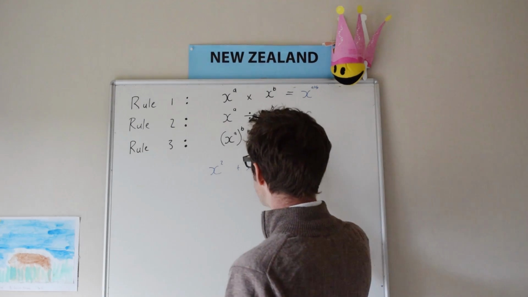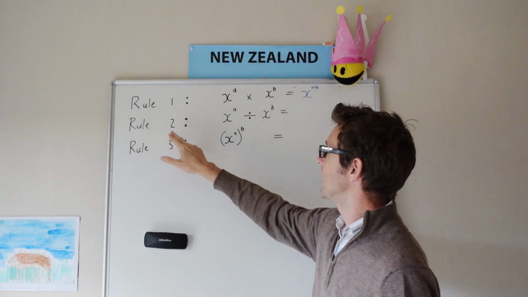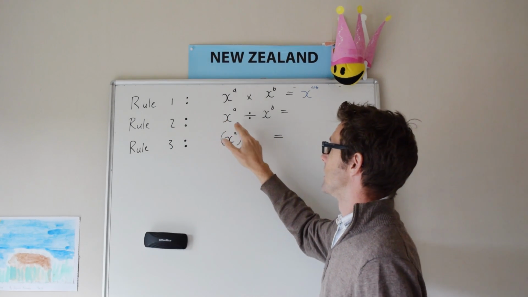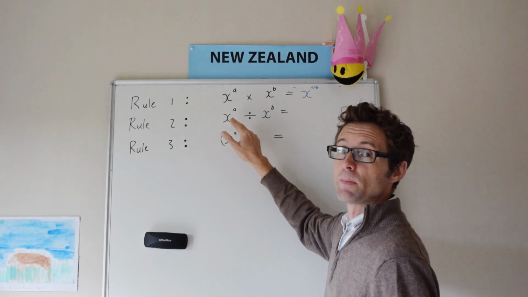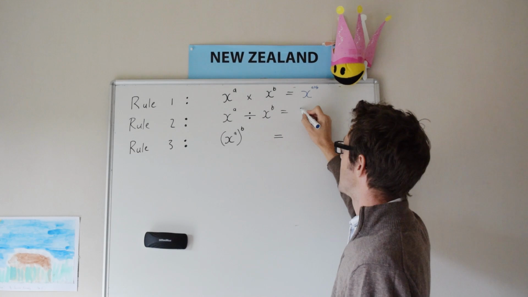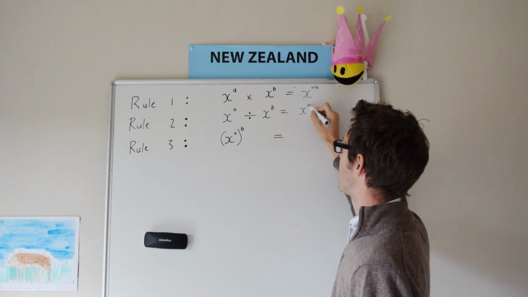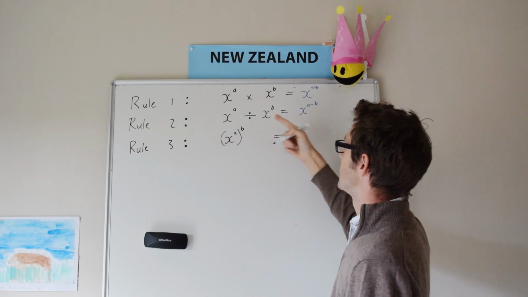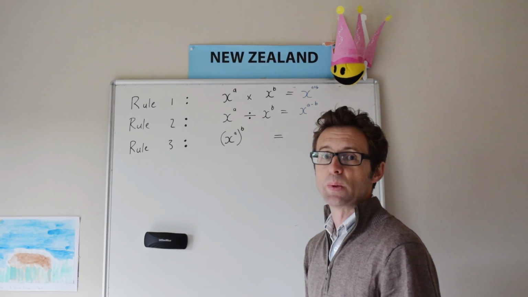Okay, our second rule is this rule here. When we have powers with the same base, the base here is x, and we divide them, then we subtract the indices. So this would be a minus b.